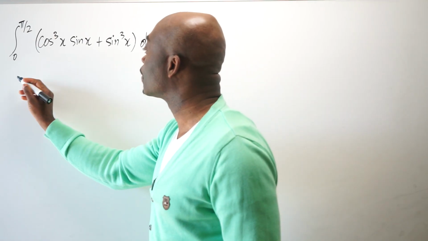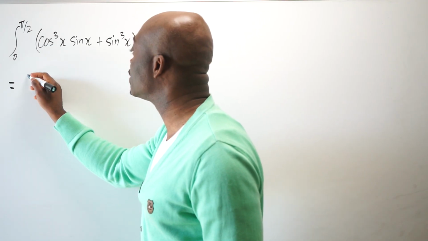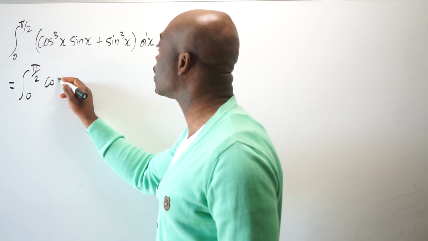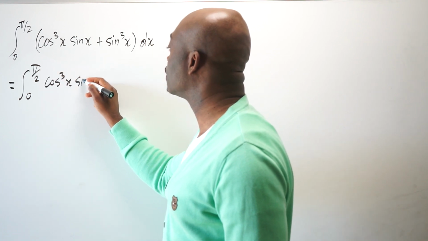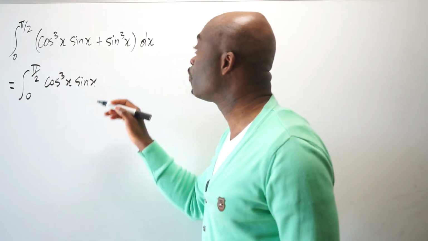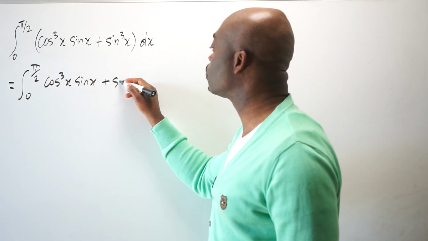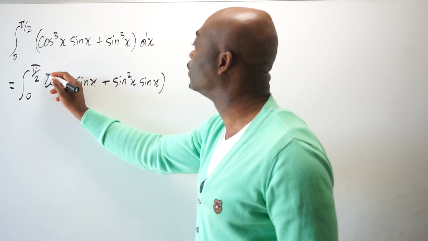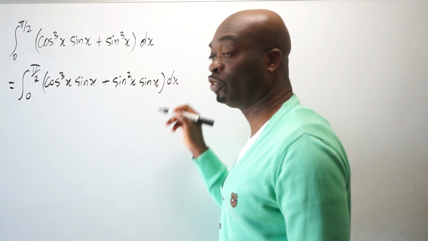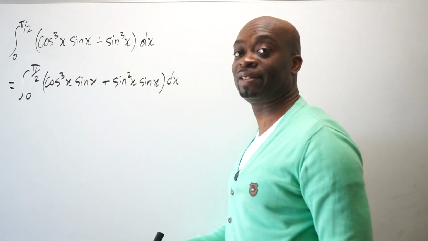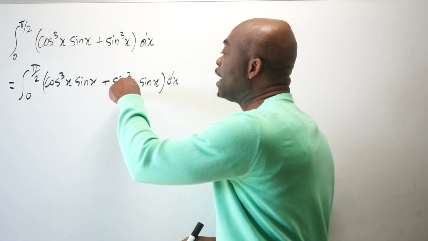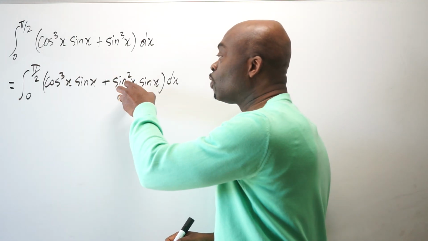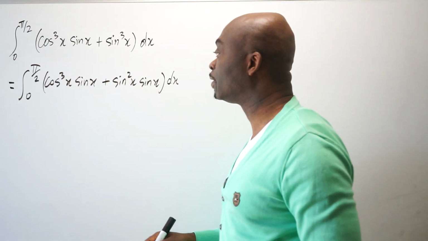Let's go. So this one is equal to, we go from 0 to π/2, and then we have cosine power 3 x sine x, plus, how can we do this one? Sine square x times sine x. We can definitely do that, because once you multiply, that's the same thing. Now, sine square x is equal to 1 minus cosine square x. Again, we're trying to make this one look like that.